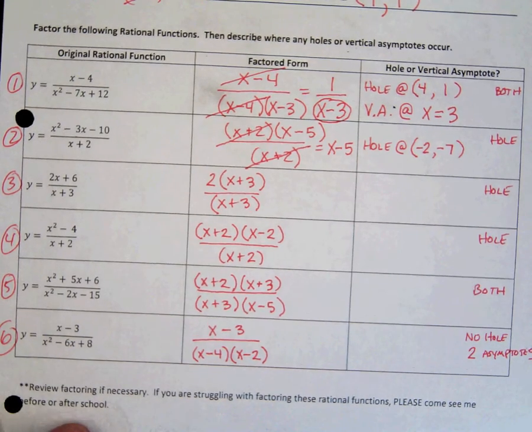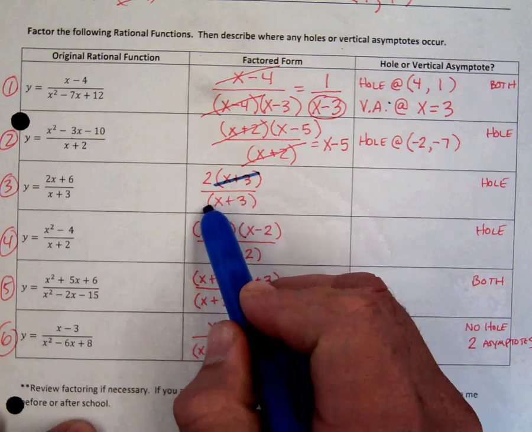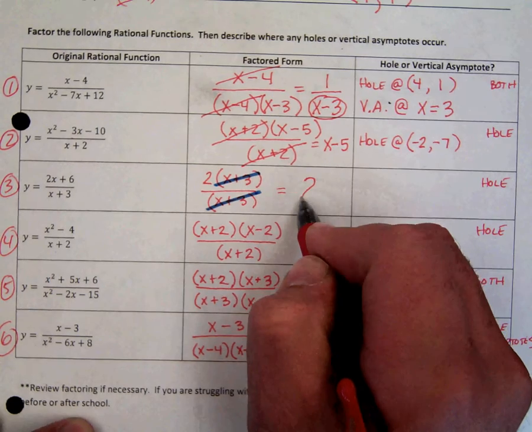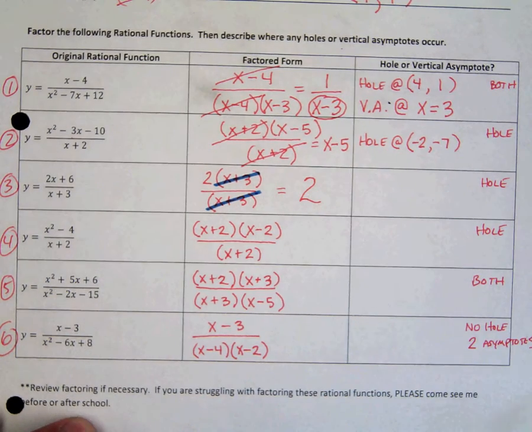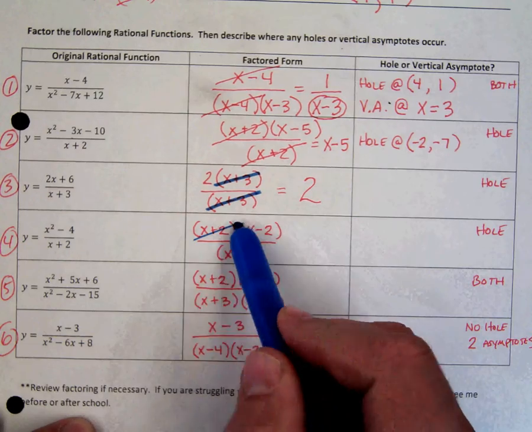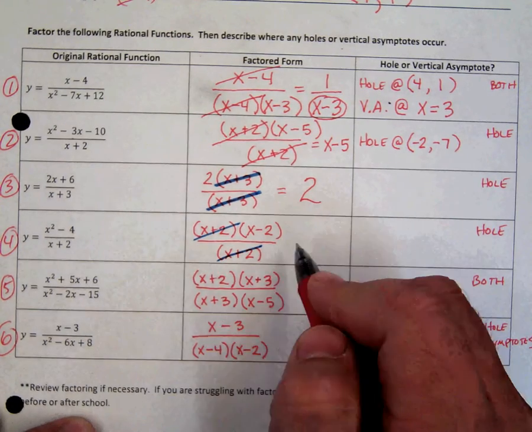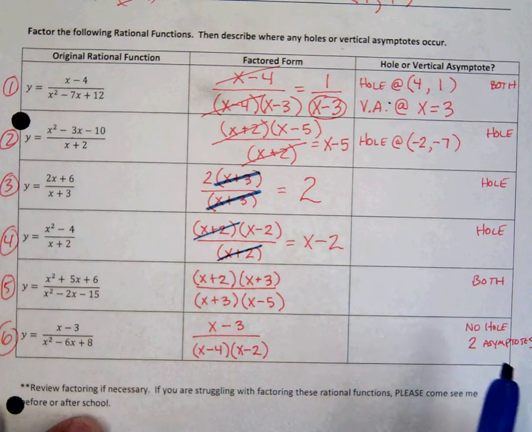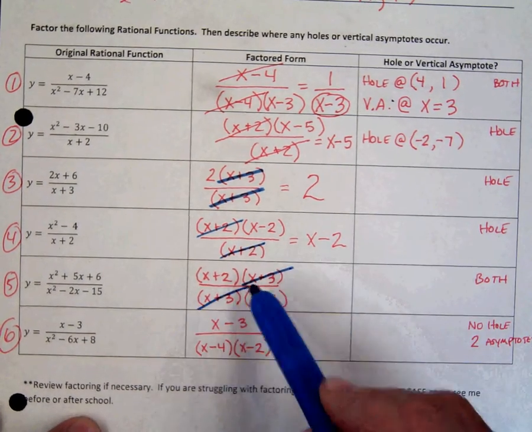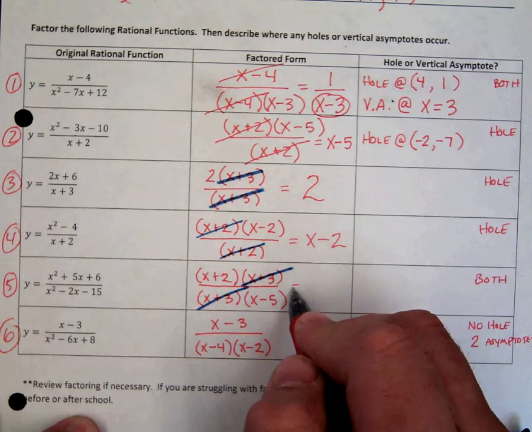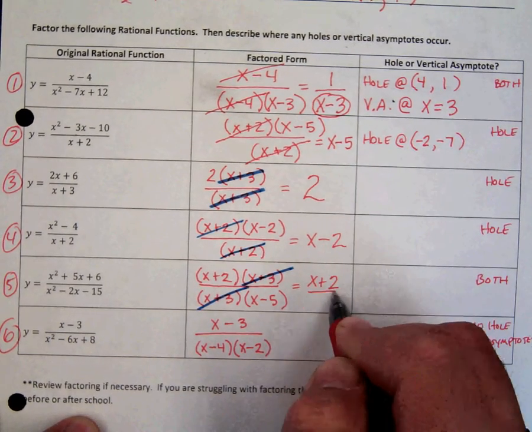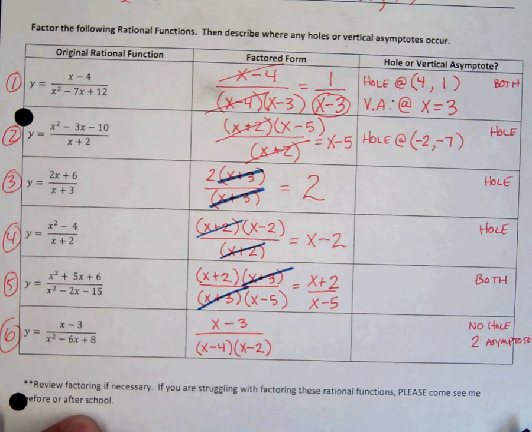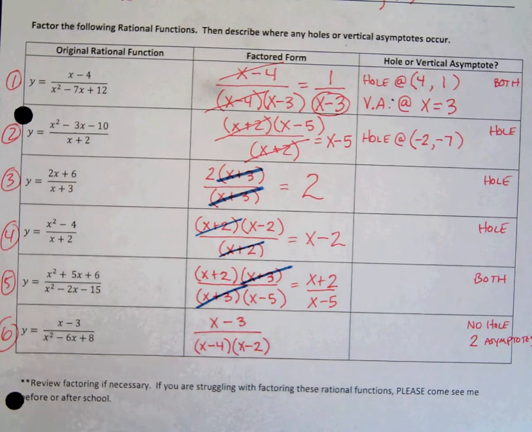In number 3, you can see that the entire quantity x plus 3 matches on top and bottom, so they cancel, and you're left with simply the constant 2. In number 4, the x plus 2's cancel, leaving you with just the expression x minus 2. In number 5, x plus 3 cancels with the x plus 3 on the bottom, and you're left with a new rational function, x plus 2 over x minus 5. And finally, in number 6, nothing cancels, so we'll talk about what that means.